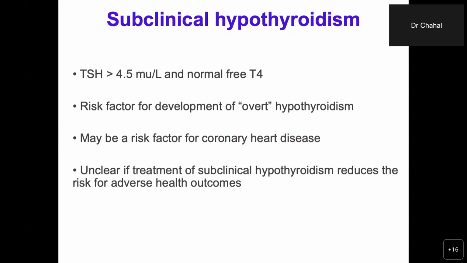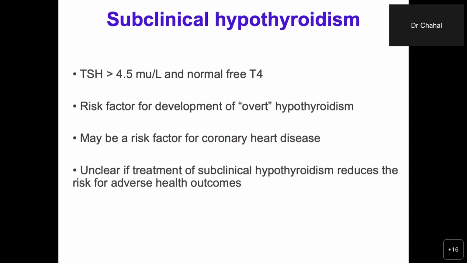Now, this is a more tricky situation, something called subclinical hypothyroidism. And in some patients, it may not entirely be subclinical because they have clinical symptoms. From a biochemical definition, this is where patients have a thyroxine level which is in the correct range, but the TSH level is elevated.